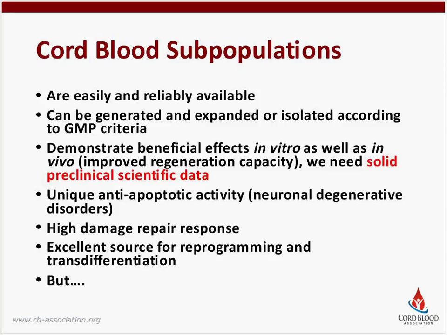The better we are, also in collaboration with the industries, the better will be the phase 2 or 3 studies. All cord blood subpopulations share a unique anti-apoptotic activity, for instance for neuronal degenerative disorders. They show a very high damage repair response capability, and as a very modern technology, they are an excellent source for reprogramming and transdifferentiation.